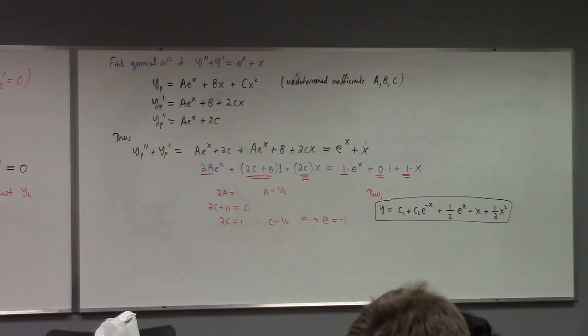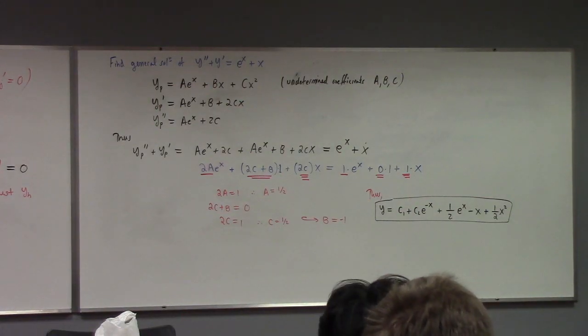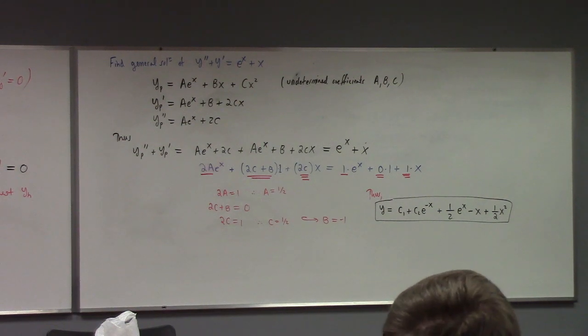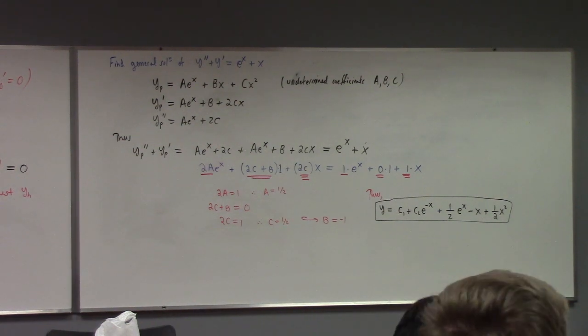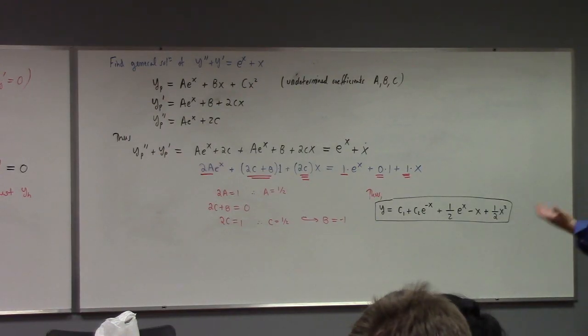And that's the method of annihilators. The method of annihilators allows us to see what the correct form of the particular solution should be. But it doesn't actually find the particular solution. It always comes back to algebra at the end of it.